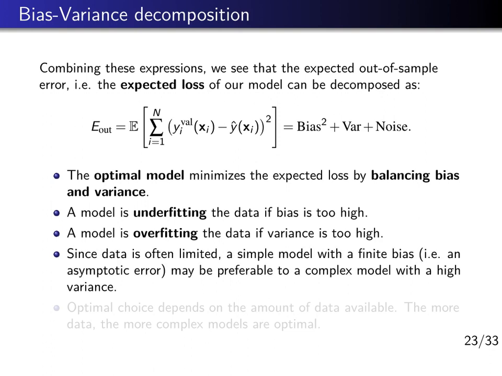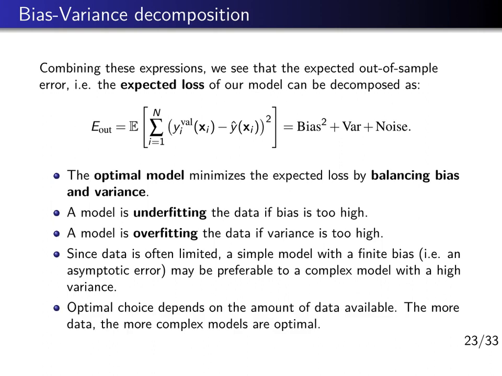And the relative contributions of the bias and the variance term will depend on the amount of data that we are using. Since data is often limited, a simple model with a finite bias, so an asymptotic error, may be preferable to a complex model with a high variance. But as we have more and more data, then more complex models are optimal, because the variance then reduces, and therefore we can also reduce the bias.